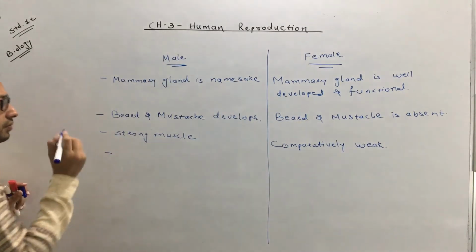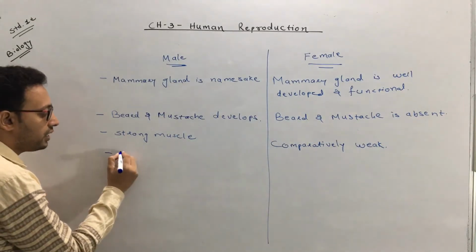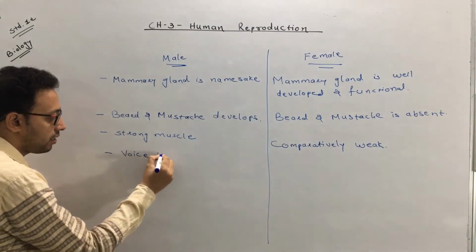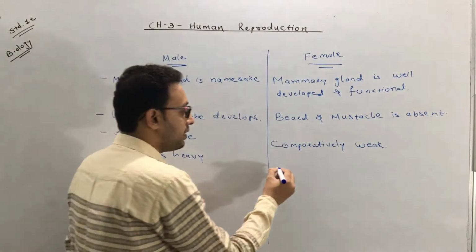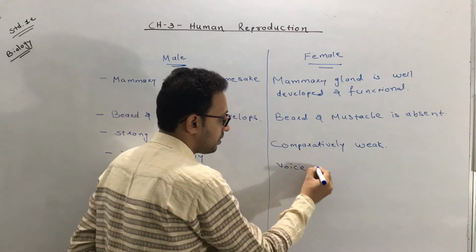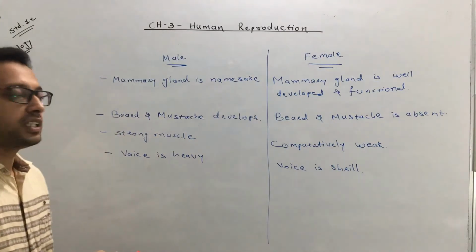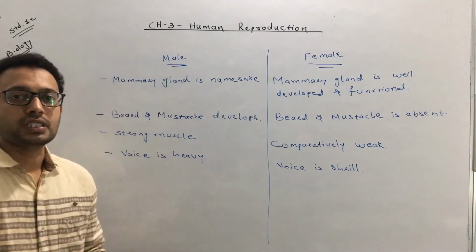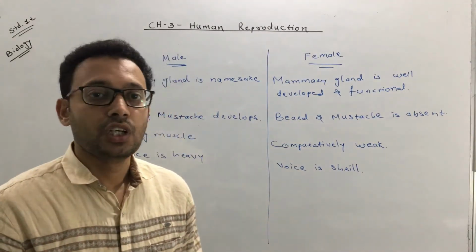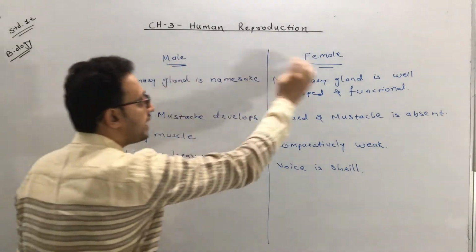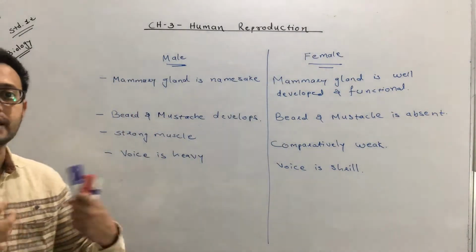Next, the fourth difference from the external point of view. In case of a male, the voice is heavy, and in a female the voice is shrill. In other terms, in a male the voice is low pitched, and in a female it is high pitched. So these are the differences between male and female human beings from the external point of view. So they show external dimorphism.